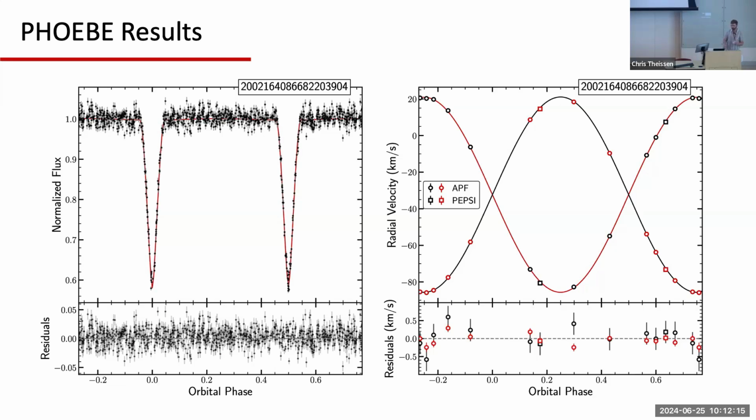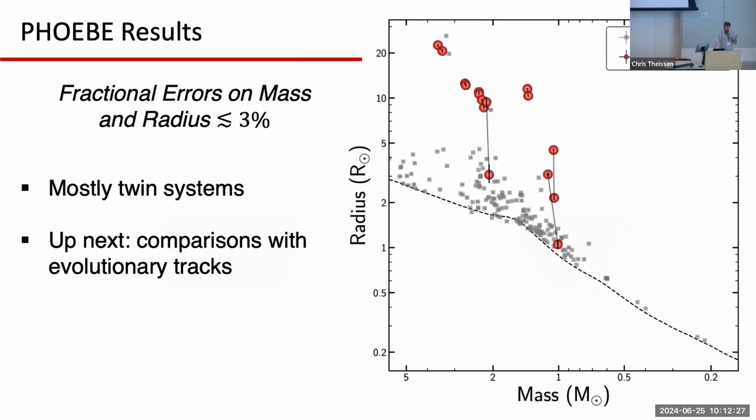measure both masses. The figure on the right is also showing our RV uncertainties are 100, 200 meters per second or so, but this is totally fine if we're looking at RV amplitudes of tens of kilometers per second. And so this means we can measure pretty precise masses and radii. We definitely hit our goal of 3% fractional uncertainties, less than 1% in some cases.